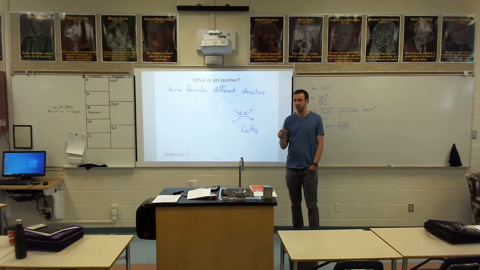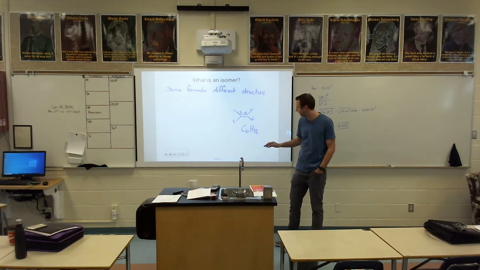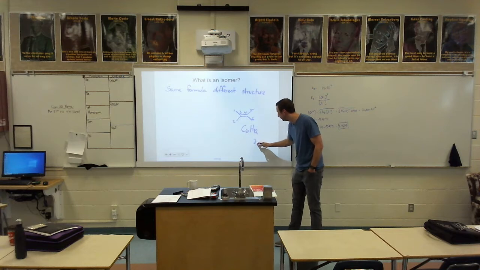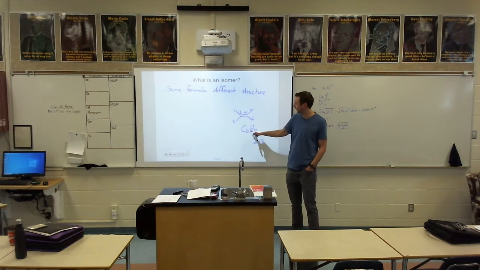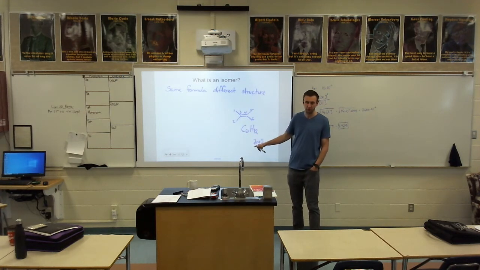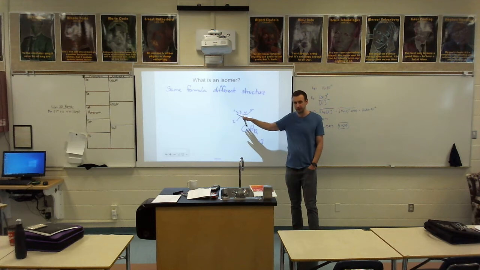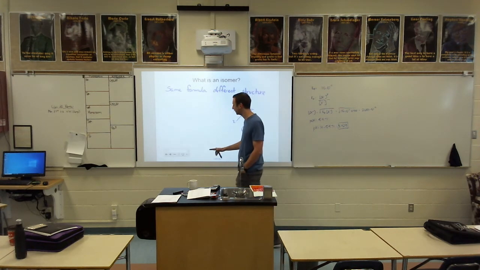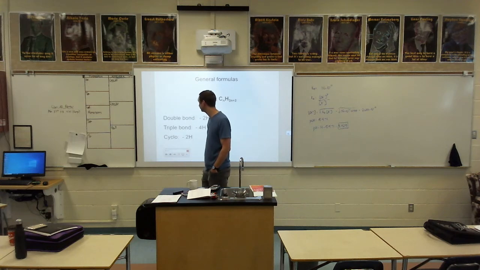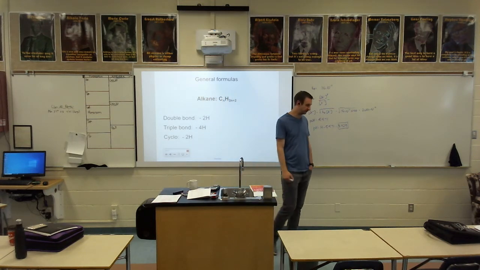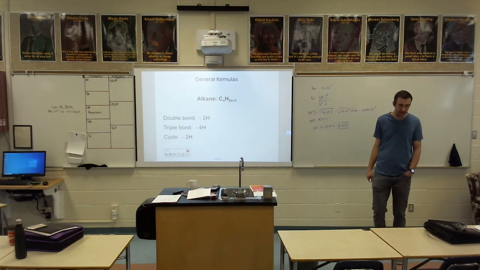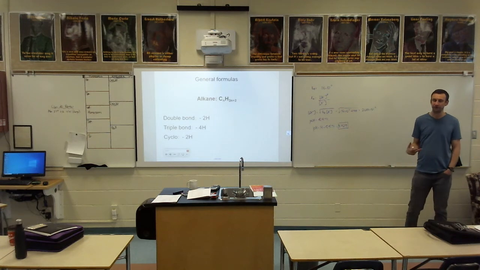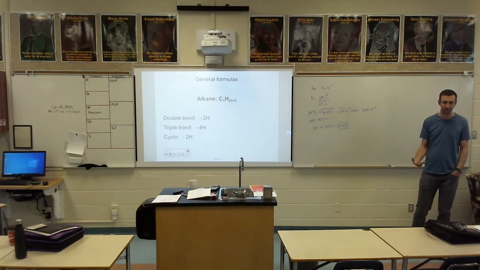I'm always starting with alkane, 2n plus 2. So 6 times 2 is 12, plus 2 is 14. I subtract 2 for every double bond. I subtract 2 for every cyclo. And I subtract 4 for every triple bond. That's what the next slide is. This is an amazing way to figure out these questions really quickly.